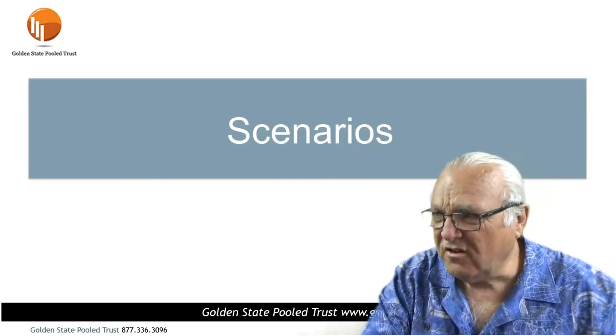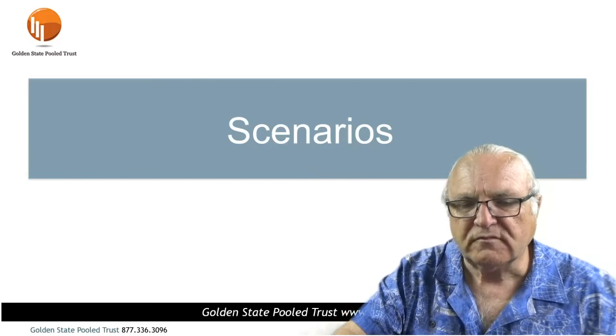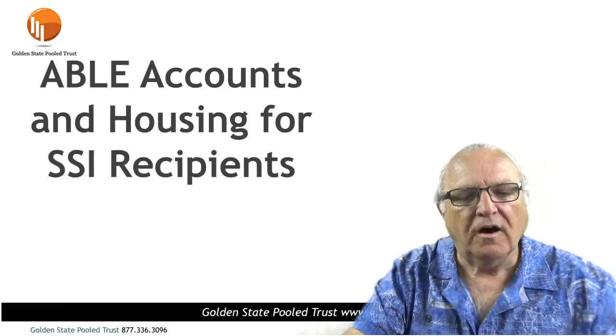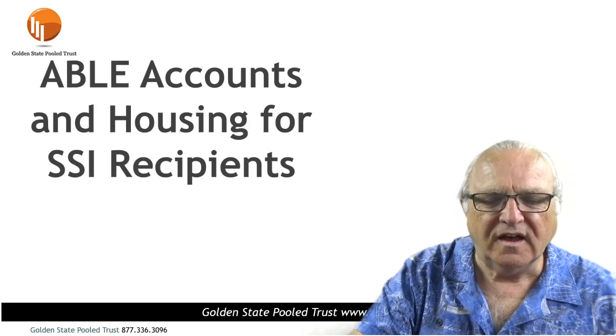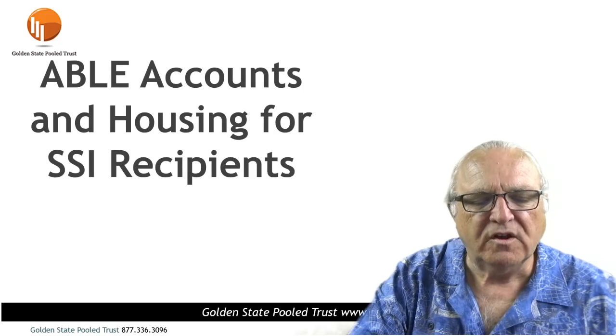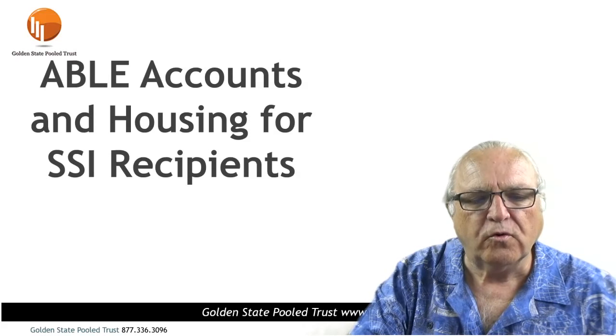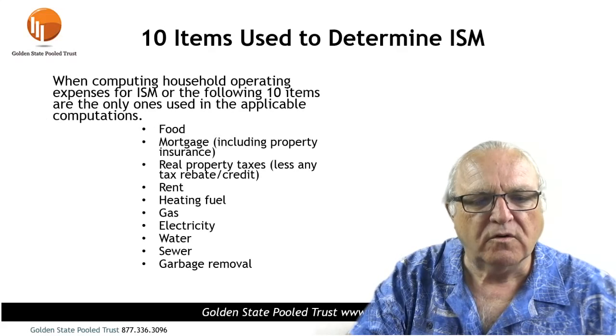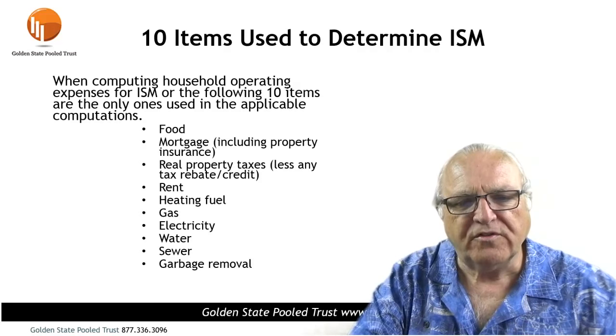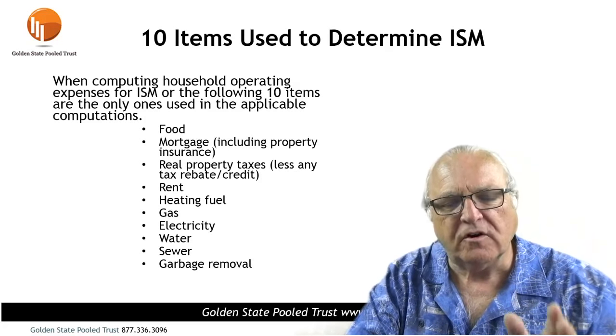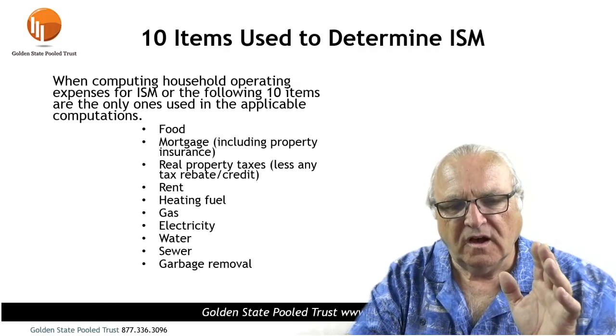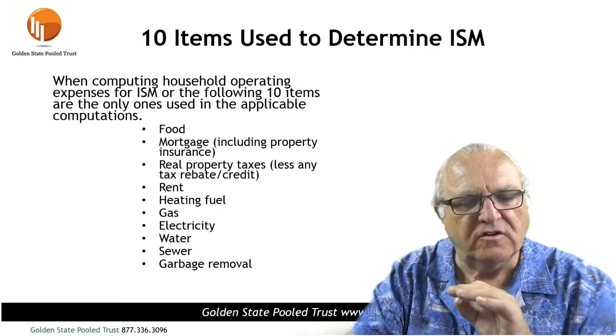So let's go through a few scenarios here. One of the biggest things that we deal with here are ABLE accounts for SSI recipients. Now you might remember, as we went through this, there are 10 items that are considered ISM distributions.